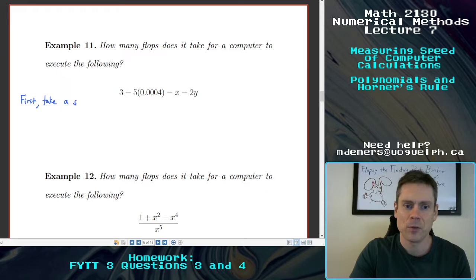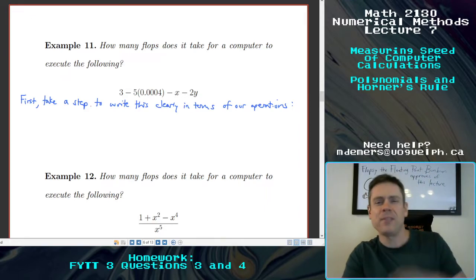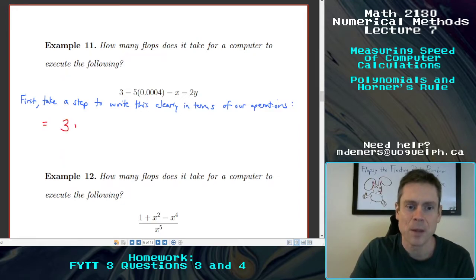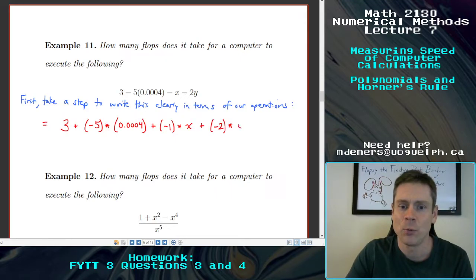take a moment, take a step to write this clearly in terms of our operations. That will help us a lot when it comes to making sure that we don't miss any operations, especially around those unknown variables. So we could say that this is equal to 3 plus negative 5 times 0.0004, and then we're going to say plus minus 1 times x plus negative 2 times y.